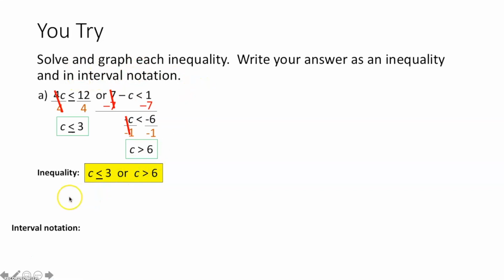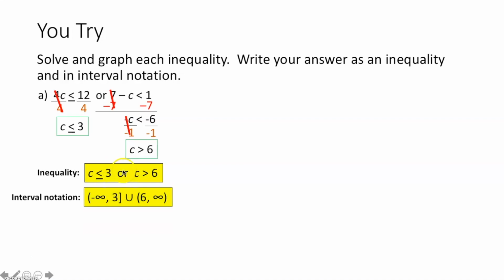Next, let's write each of these in interval notation. Let's start with this guy. So I want all c values less than or equal to 3. So that'd be 3, 2, 1, 0, all the way to -infinity. So to write this, I'm going to go parenthesis, -infinity, comma, 3. And then because there's an equal sign here, I'm going to put a bracket on it. And then since there's an or, I put my union symbol. And then I go to this guy.